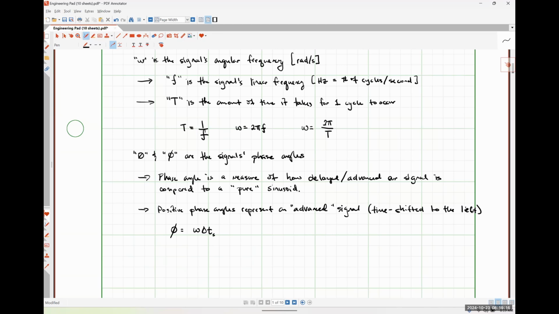So let's just look at the units there really quickly. We have our angular frequency omega measured in radians per second, multiplied by some amount of time measured in seconds. And so we're left with just something that is expressed in radians. So our phase angle is literally just an angle. Now, where things get a little wonky is that typically speaking, our phase angles are represented in degrees.